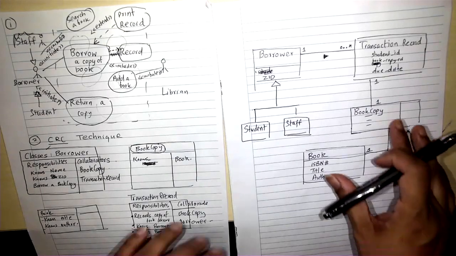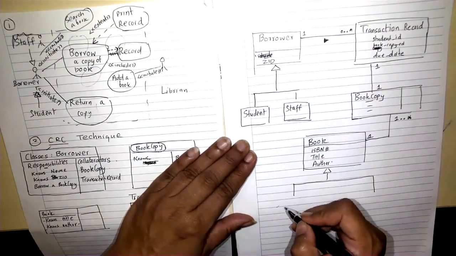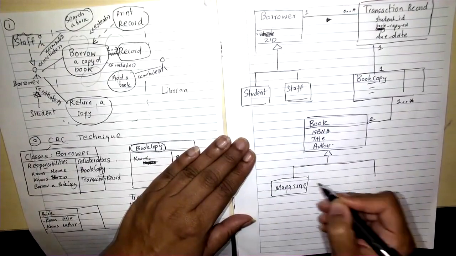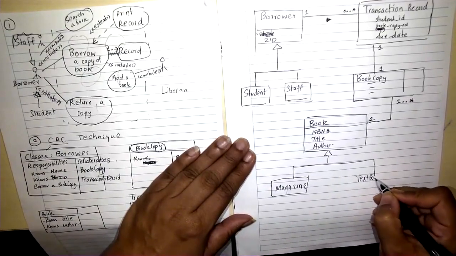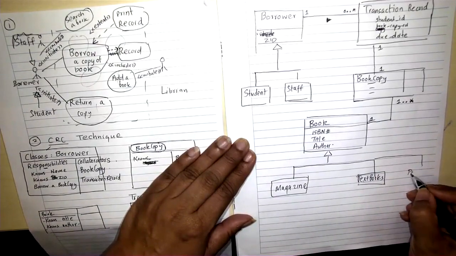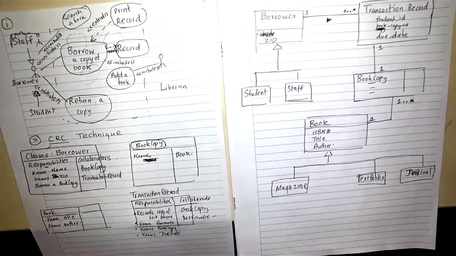Now, for a book, perhaps you decide to do some inheritance in there, and you decide to have them as magazines, textbooks, or anything like that, and perhaps past papers or journals. Let's call it journals, for example, or papers. So you can see how we can start building the class diagram. This is what we call a conceptual class diagram.